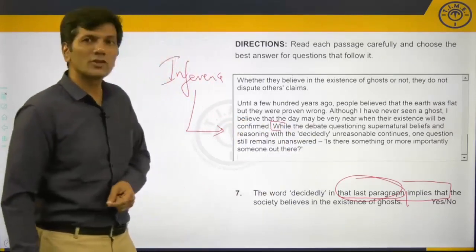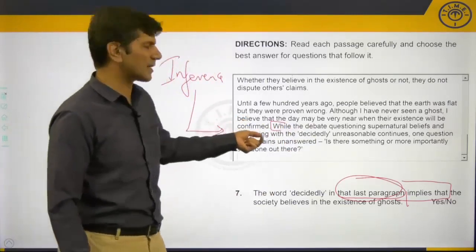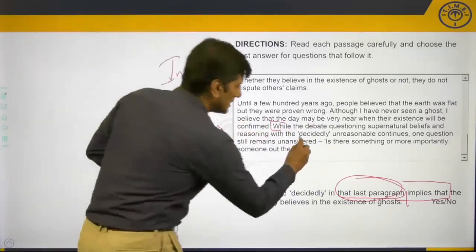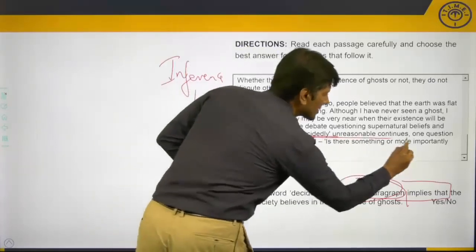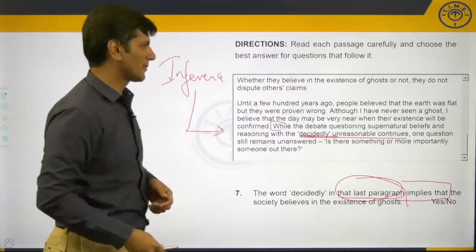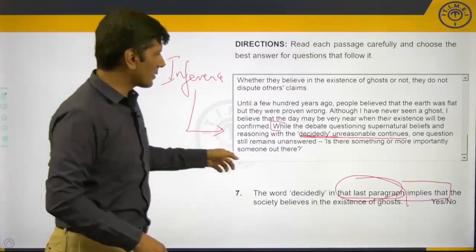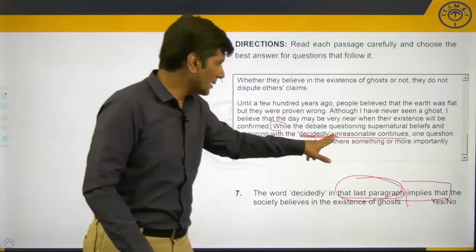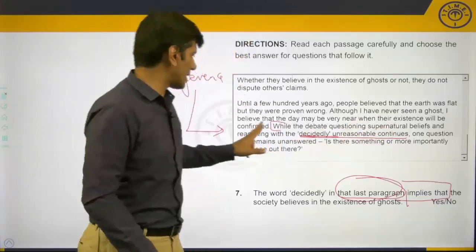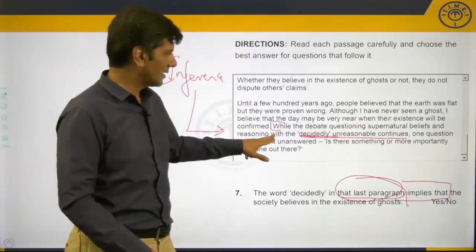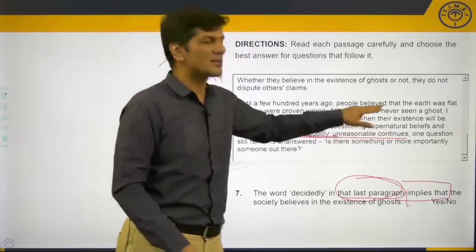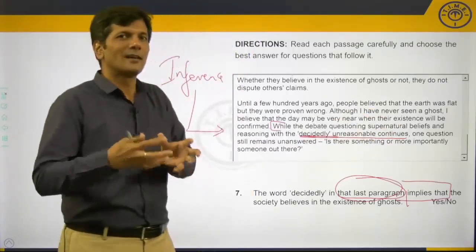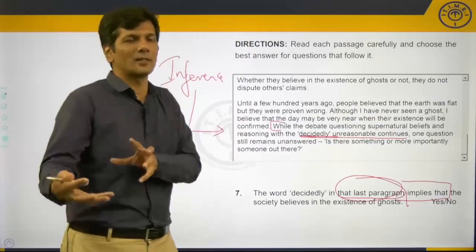While the debate questioning supernatural beliefs and reasoning with the decidedly unreasonable continues, one question still remains unanswered. Is there someone or something out there? Debate questioning supernatural beliefs and reasoning with the decidedly unreasonable continues. So what is this decidedly unreasonable?